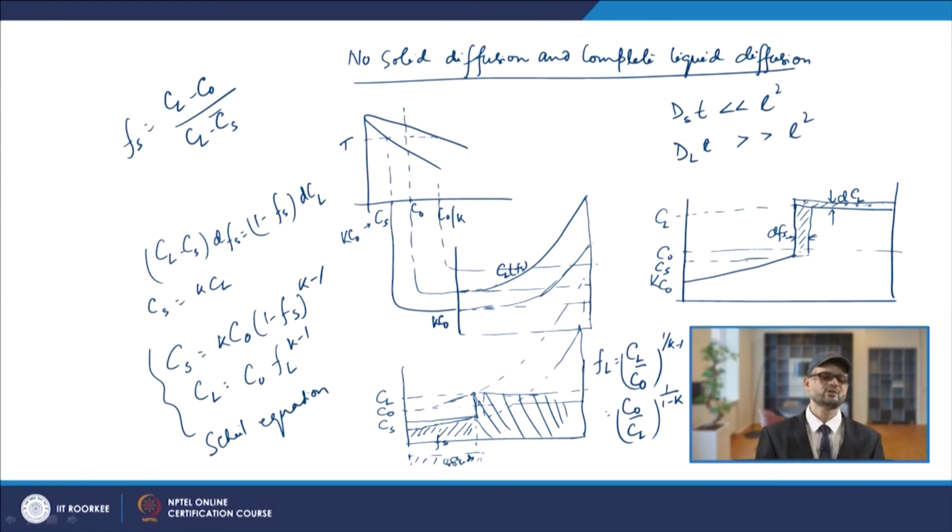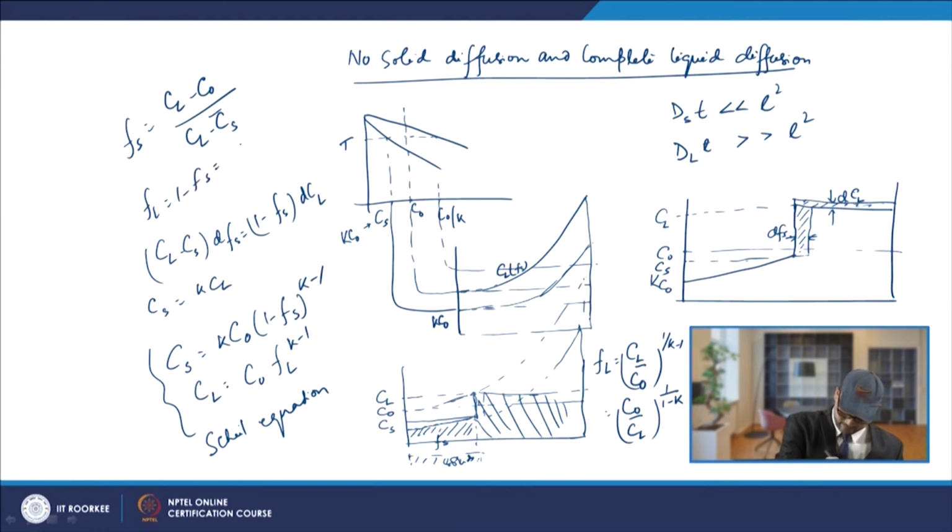So, from here you get many equations, but this basically gives you the concept about the case where there is no solid diffusion in the solid, and you have complete liquid diffusion, and we can have expressions for FL also. FL will be 1 minus Fs.